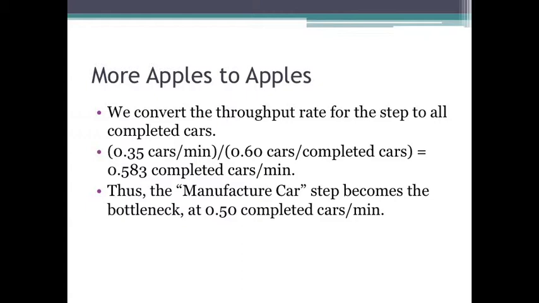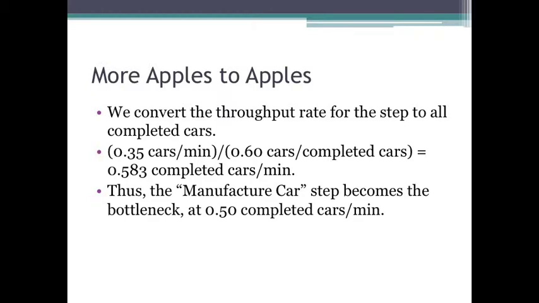Well, from here, now we are able to compare apples to apples. We're comparing the same things because every car goes through the manufacture car step. Every car goes through the deliver car step. And now, by making this conversion, we see how much the customized car step is able to get done in terms of cars the entire process completes per unit time. And we see that of these 3, the manufactured car step has the smallest throughput rate at 0.5 completed cars a minute.